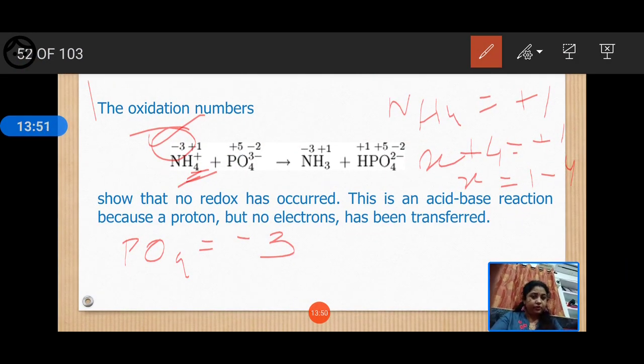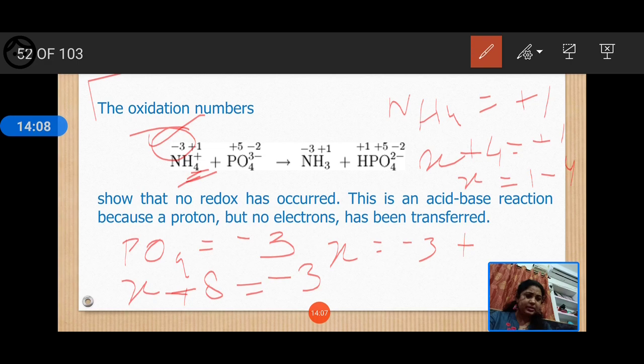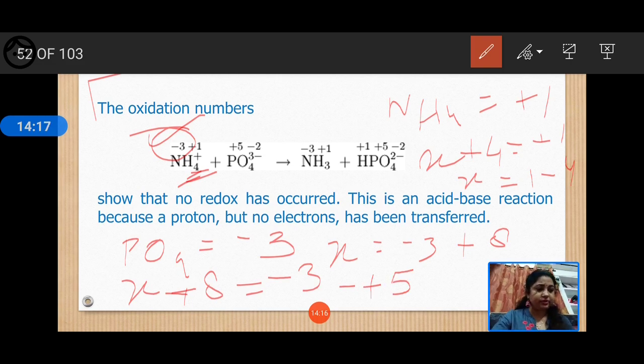Okay, so for phosphorus you don't know, so you will write X here, plus 4 oxygen, 4 2s are 8, that will be -8, is equal to -3. Solve it. What will be the value of X? X is equal to -3 plus 8, which is +5. Like this only we will find out the oxidation state of the element for which it is not given.